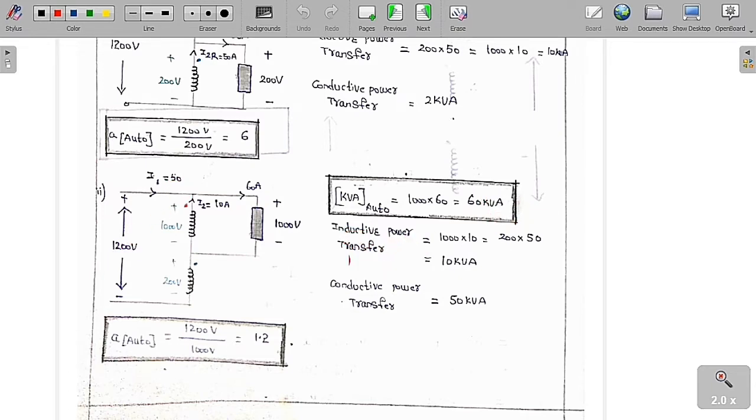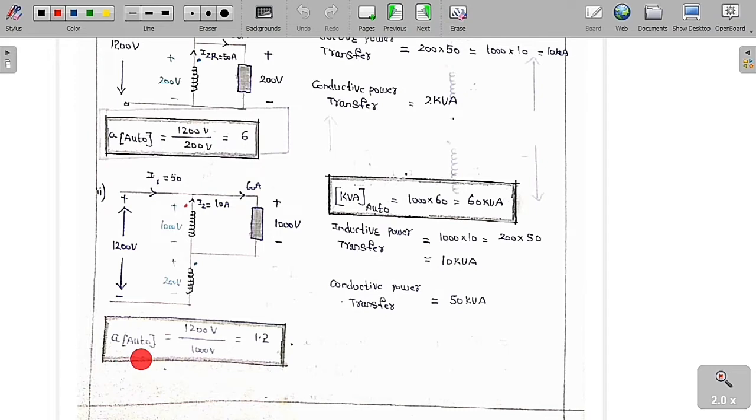What is the inductive power transfer? Across this winding, the voltage is 1000 volt and the current is 10 ampere. So 1000 into 10, or you can go for this one also: the voltage is 200 and the current is 50. Still you are going to get 10 kVA. And the conductive power transfer is overall kVA minus inductive power transfer, which is 60 minus 10, nothing but 50 kVA.